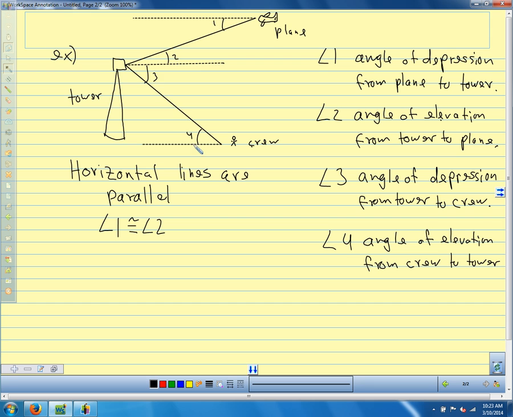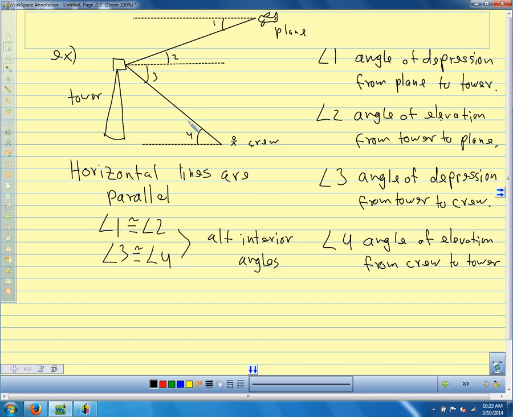How about angle 3 and angle 4? They're also alternate interior angles, so that tells us that angle 3 is congruent to angle 4. And that's because they are all alternate interior angles. So angle 1 is congruent to angle 2, and angle 3 is congruent to angle 4. Horizontal lines are parallel, so those alternate interior angles are congruent. So we can use that sometimes to help us solve problems, that these two angles are going to be congruent. Questions on this part?